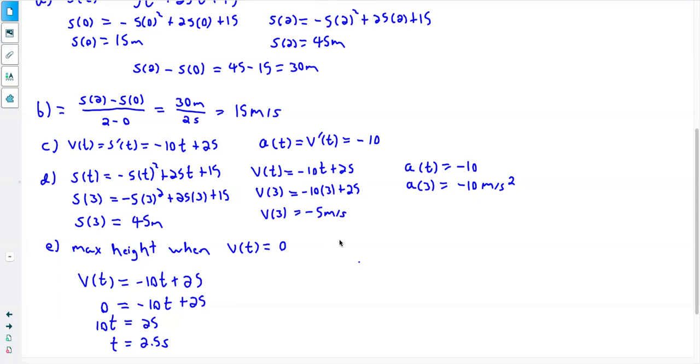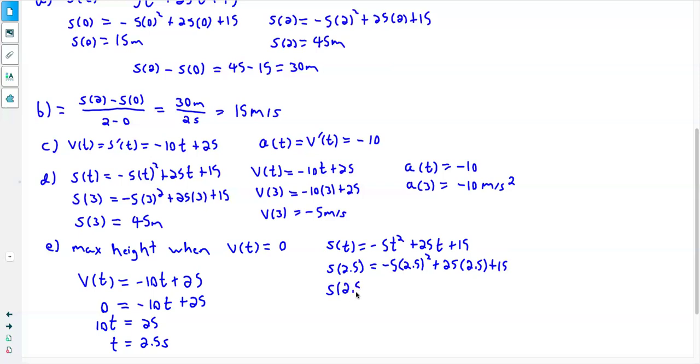Now to figure out what that height is, we'll take our position equation. So s of t is equal to negative 5 times t squared plus 25t plus 15, and we will substitute in our 2.5 seconds. So we've got negative 5 times 2.5 squared plus 25 times 2.5 plus 15. So that gives us s of 2.5 is equal to 46.25 meters.